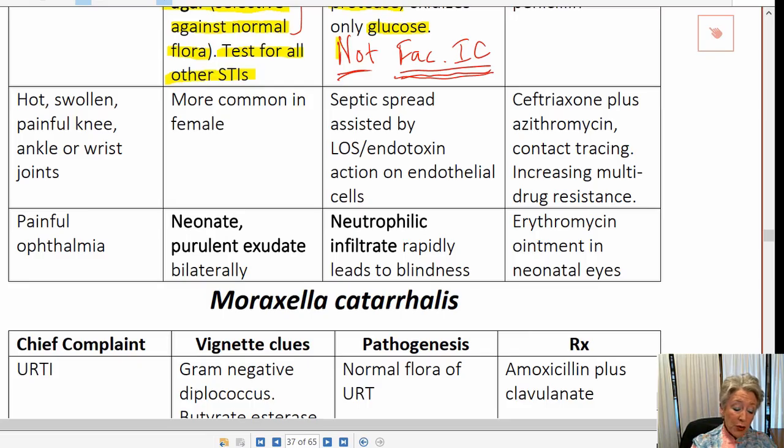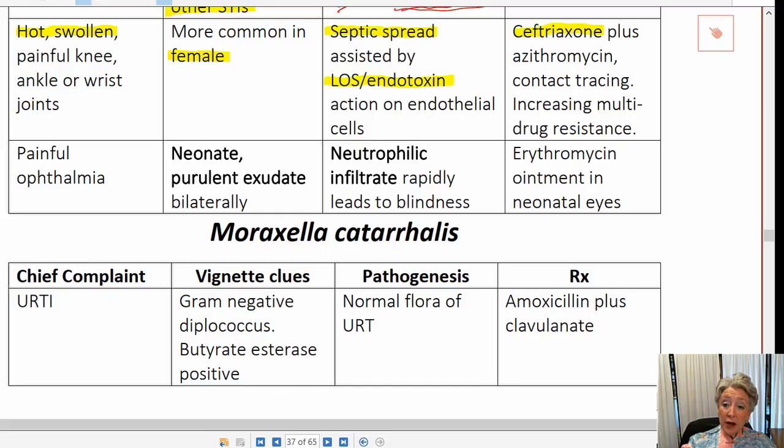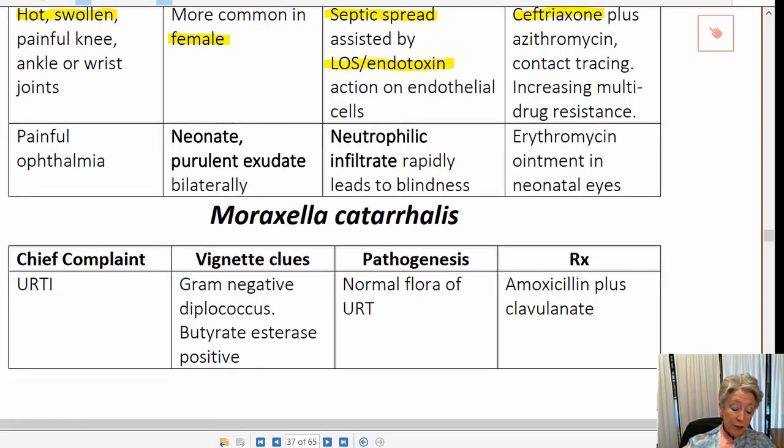This, of course, can spread to causing arthritis. It's usually monoarticular, but it may be multiarticular, more common in a female patient because of the fact that females tend to go undiagnosed for longer. The septic spread is assisted by the fact that the endotoxin-like molecule acts on endothelial cells and makes them leaky. We treat with ceftriaxone plus azithromycin, and again, always contact tracing and be aware of multi-drug resistance.